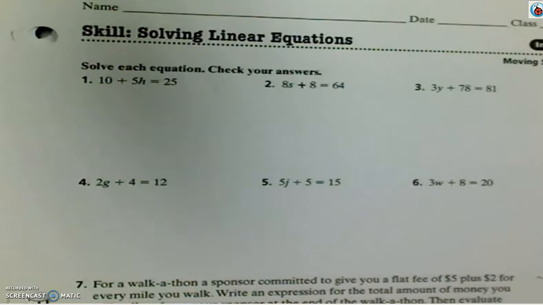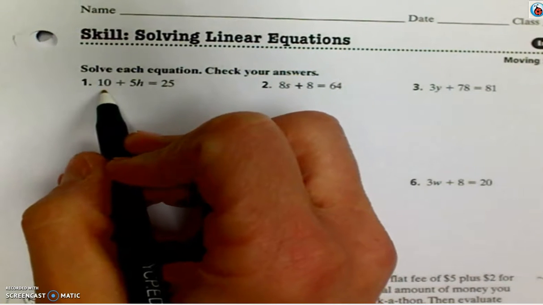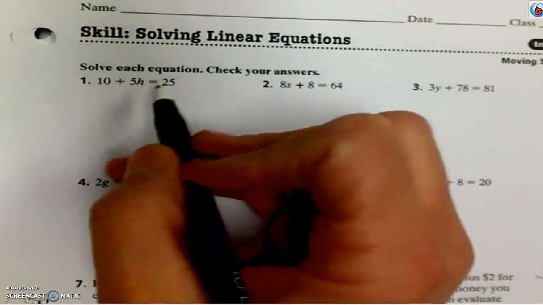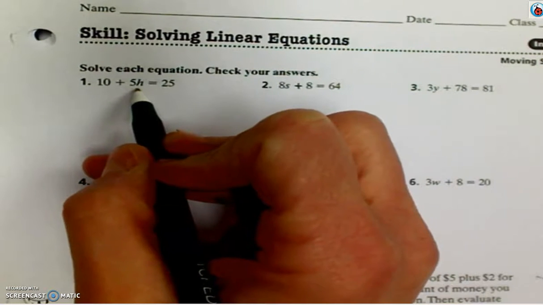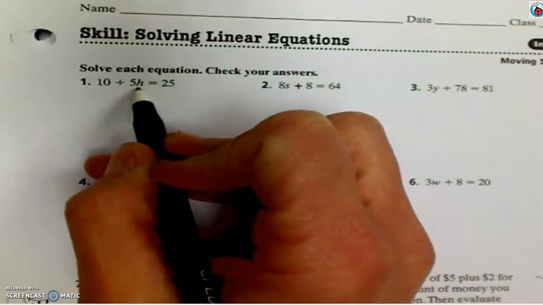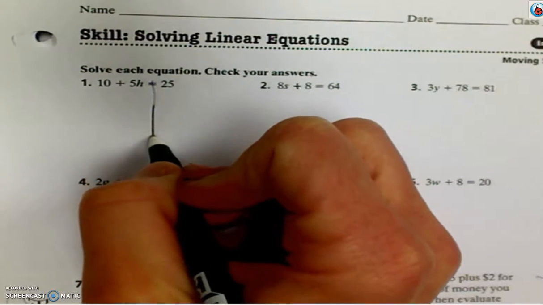This video will go over the most basic steps of solving two-step equations. I have an example here of 10 plus 5h equals 25. So what this is saying is 5 times a number plus 10 more equals 25. So to figure out what that number is, I'm going to use these steps to solve it.